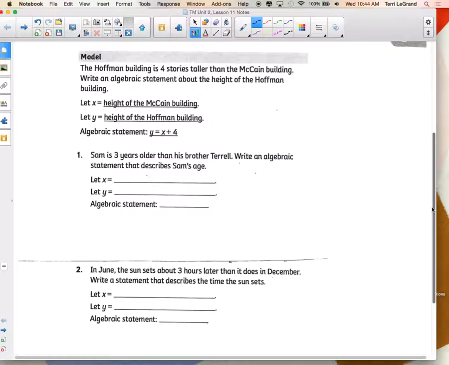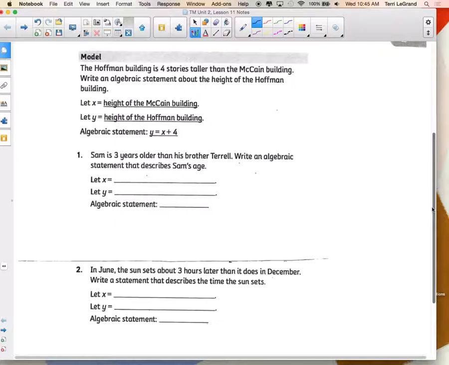The Hoffman Building is 4 stories taller than the McCain Building. Write an algebraic statement about the height of the Hoffman Building. So did they tell us how tall the Hoffman Building is? No, they didn't give us that. That's an unknown, isn't it? Did they tell us how tall the McCain Building is? No, they didn't really tell us how tall it is either. That's another unknown, isn't it?